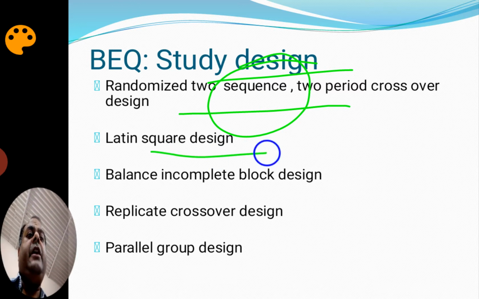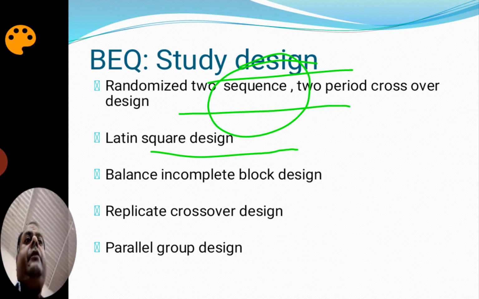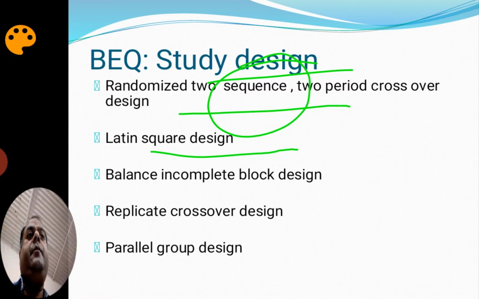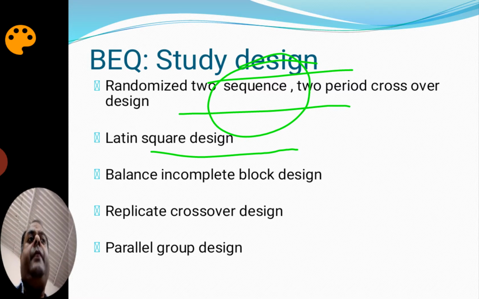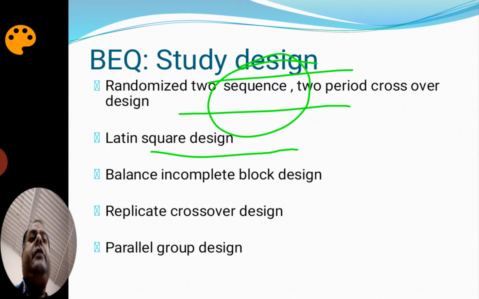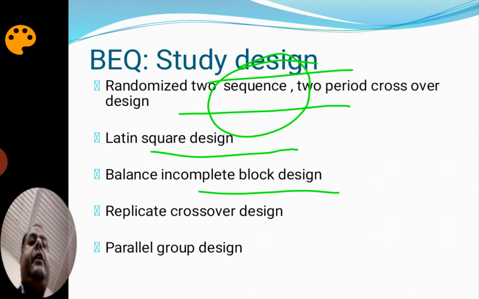Now in crossover designs, each subject gets both treatments. The subject serves as his or her own control. This minimizes inter-subject variability. Fewer subjects are required to achieve adequate statistical power, and treatment periods are separated by a washout period. This washout period is a gap between two periods, and it minimizes the carryover effect. Next is the balanced incomplete block design, that is BIB.